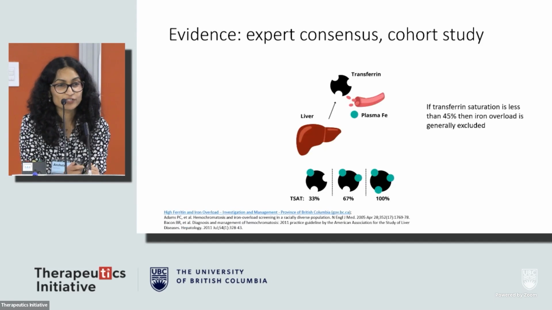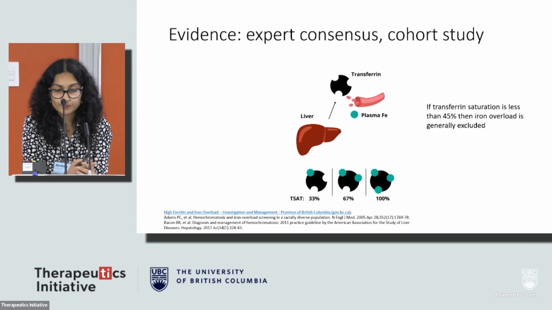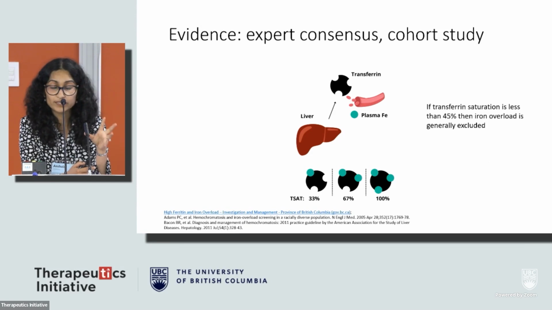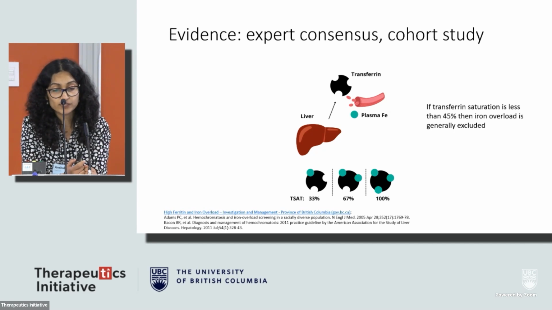So the evidence for testing for iron overload in the setting of elevated ferritin comes from expert consensus, but also from a cohort study, which looked at a lot of patients with iron overload from hemochromatosis and looked at what the ferritin levels were as well as the transferrin saturation. Essentially, the serum ferritin levels reflect an increase in hepatic iron content, but there's a significant false positive rate. So you can't rely on the ferritin alone, and you do have to look at the transferrin saturation.